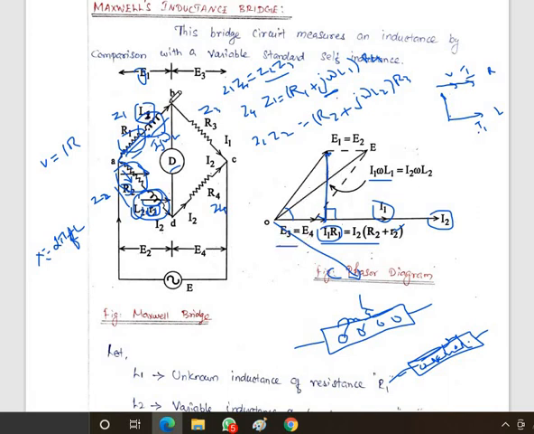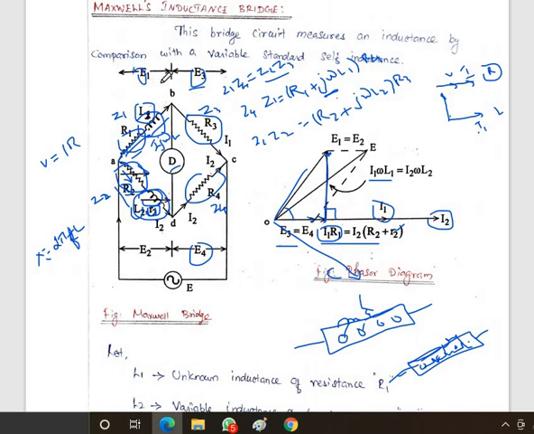Now E3 and E4: the voltage across R3 and R4 is in phase with the current, because no inductive load is connected there. If any inductive load were connected, it would go through some angle. But in these two arms there is no inductive load, only resistive load, so the voltage and current are in phase. So the voltages E3 and E4 are in phase with the input currents I1 and I2.